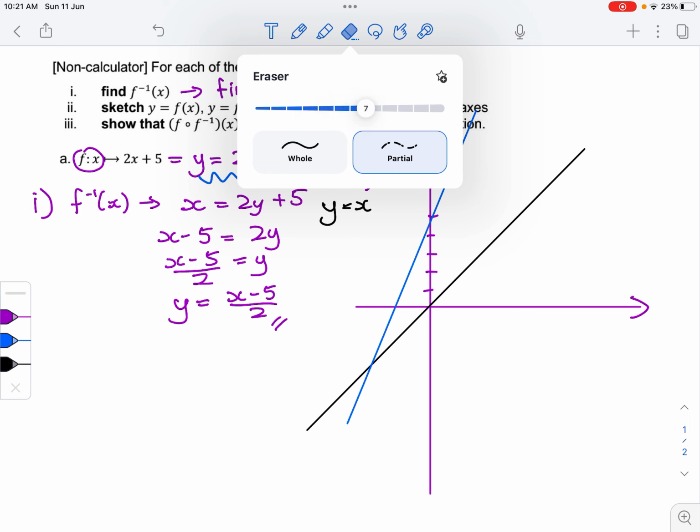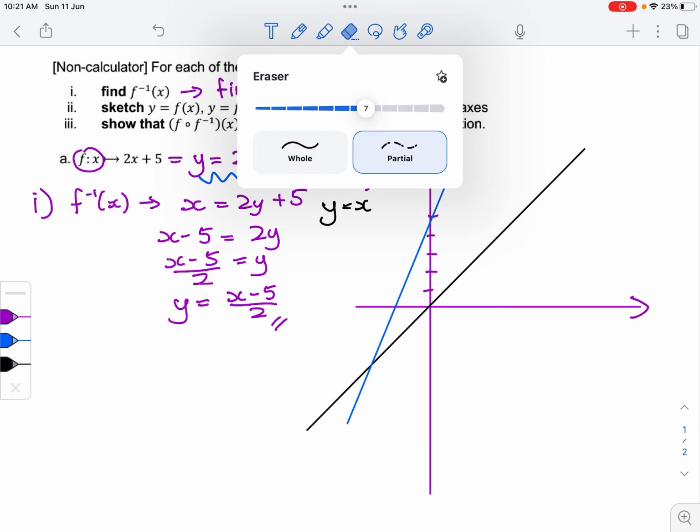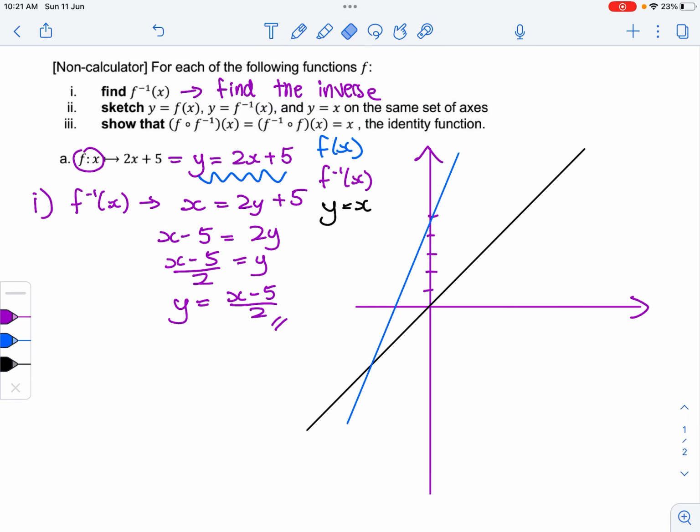Let me first erase this. Feel free to skip the video ahead. Okay, and we just roughly graphed f of x. Let's label this so that it is clear. This is f of x. This is y equals x.